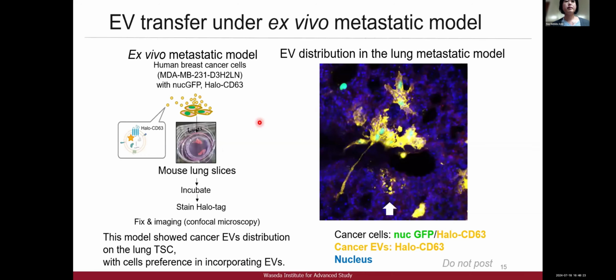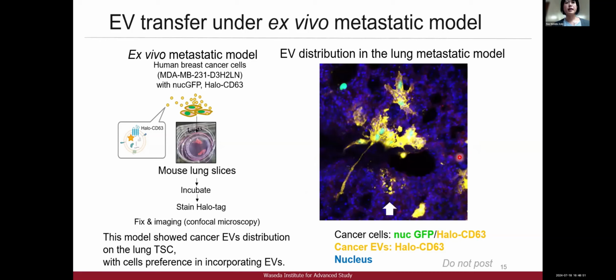And here is the result of observations of the lung metastatic models. Basically, it's the same. The cancer cells with high-sensitivity EV labels are introduced onto the lung tissue slices to prepare the lung metastatic models. This time, I observed them under the confocal microscope as a static image.